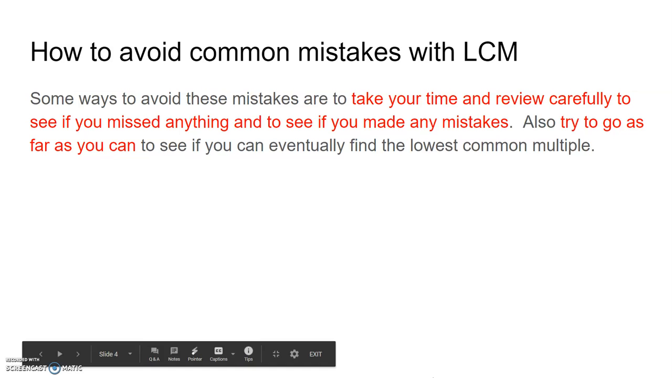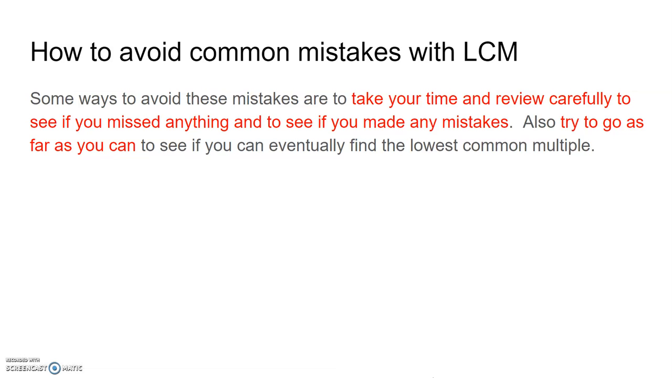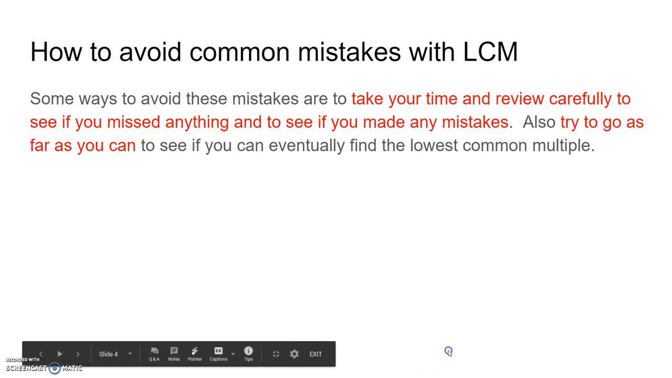Some ways to avoid these mistakes are to take your time and review carefully to see if you missed anything and to see if you made any mistakes. Also, try to go as far as you can to see if you can eventually find the lowest common multiple.